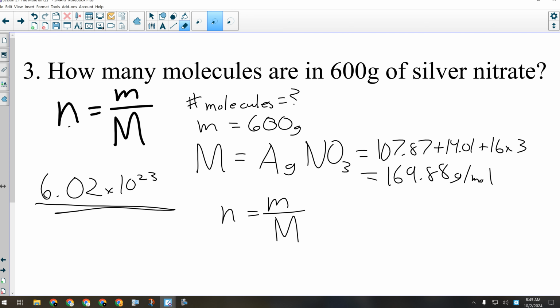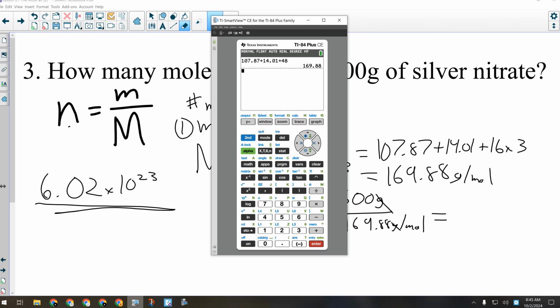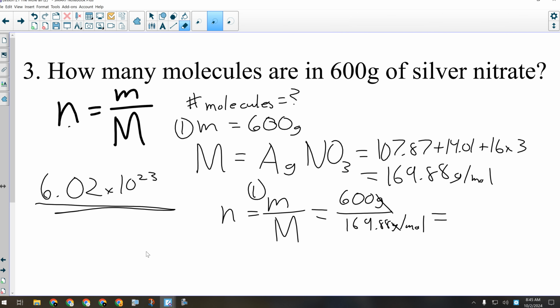So in this question, you'd get 1 mark for the givens, and you would get 1 mark for the mole equation and plugging in the numbers, so that would be 600 grams divided by 169.88 grams per mole. The grams are going to cancel, and I'll be left with the right units, moles. So 600 divided by 169.88 is 3.53 moles.